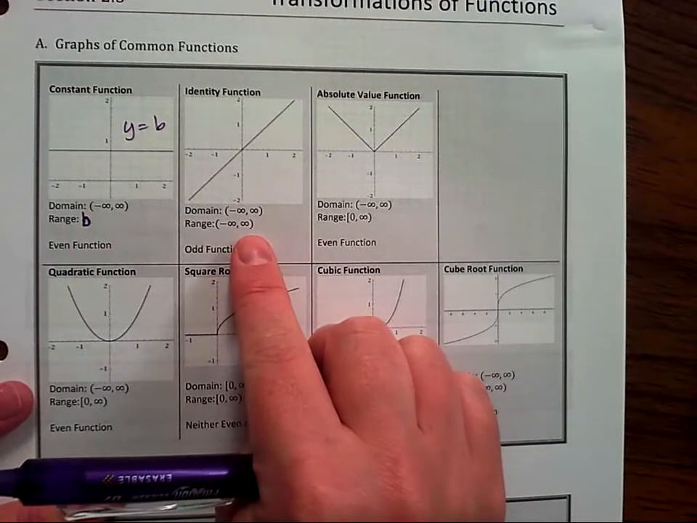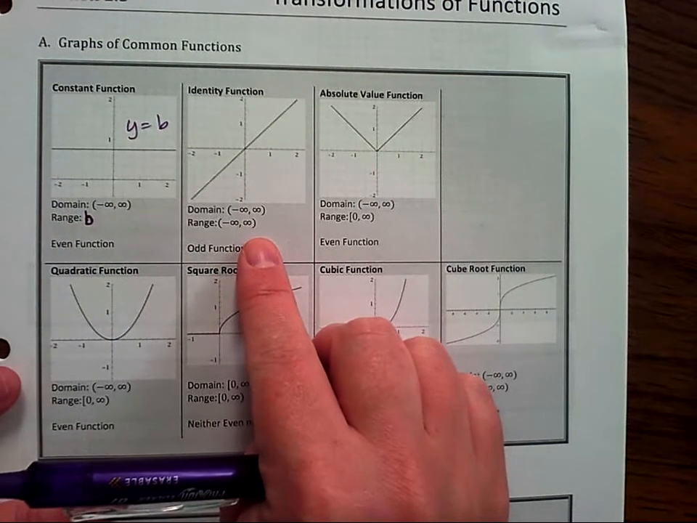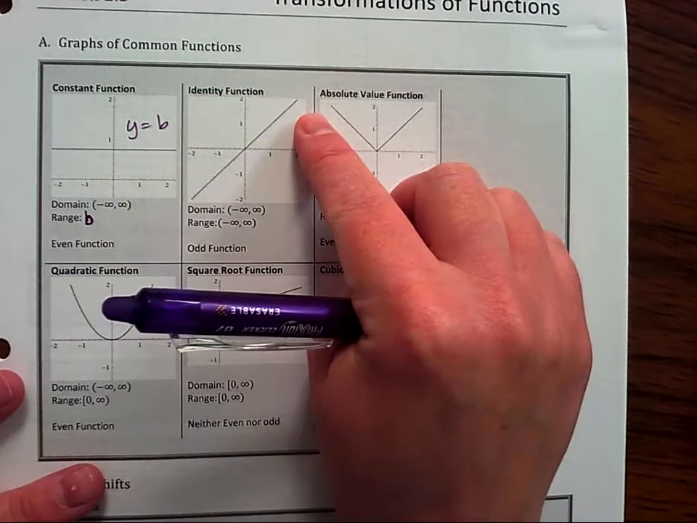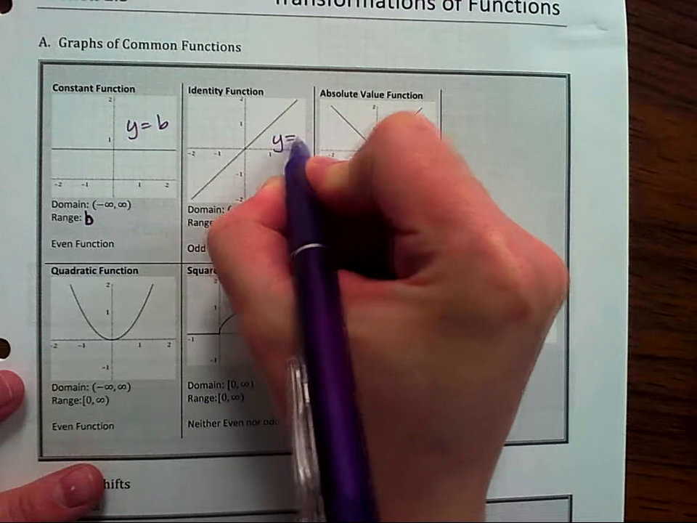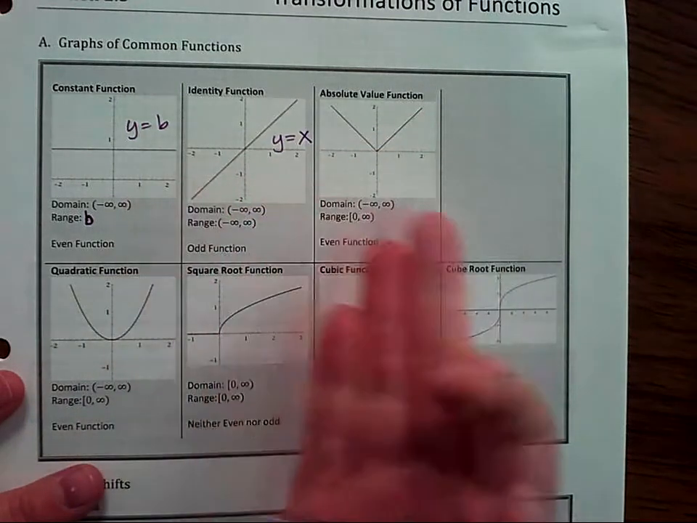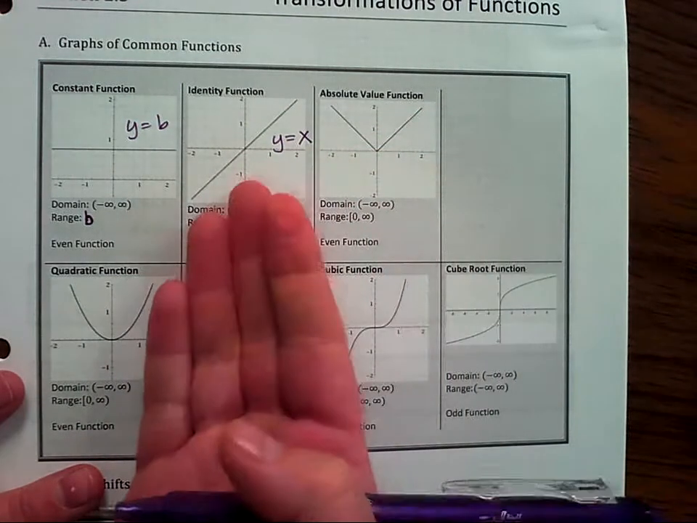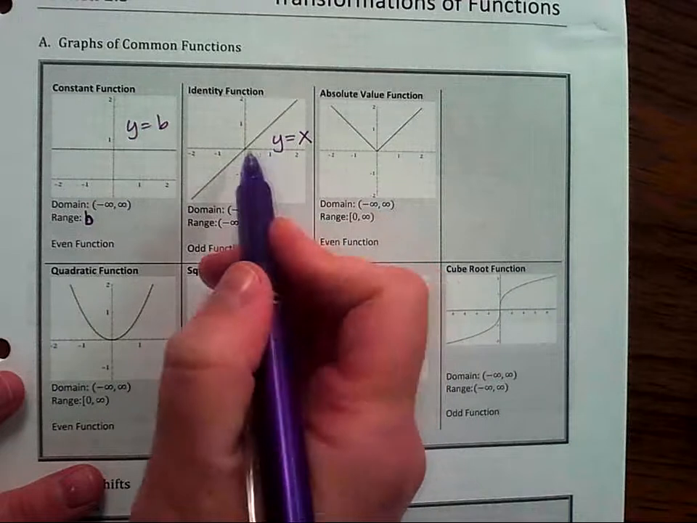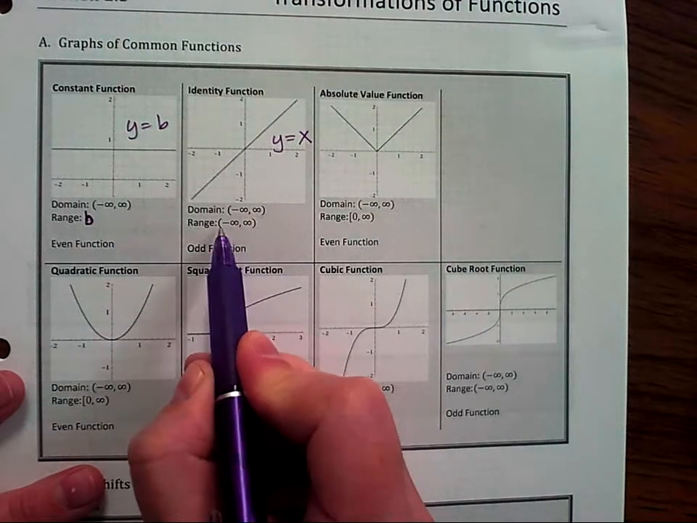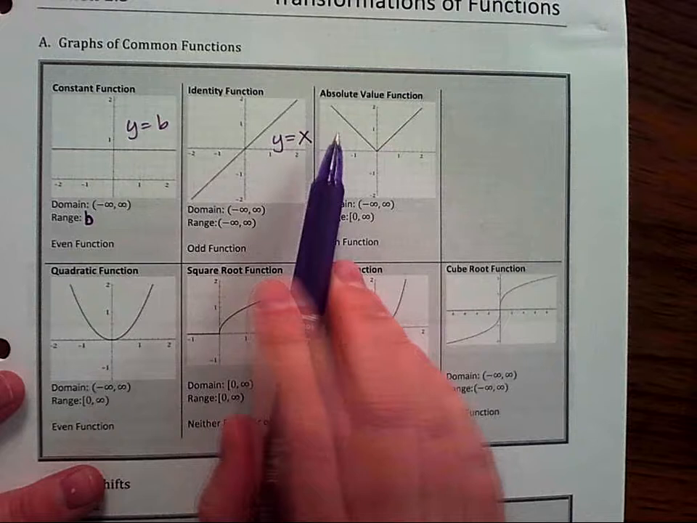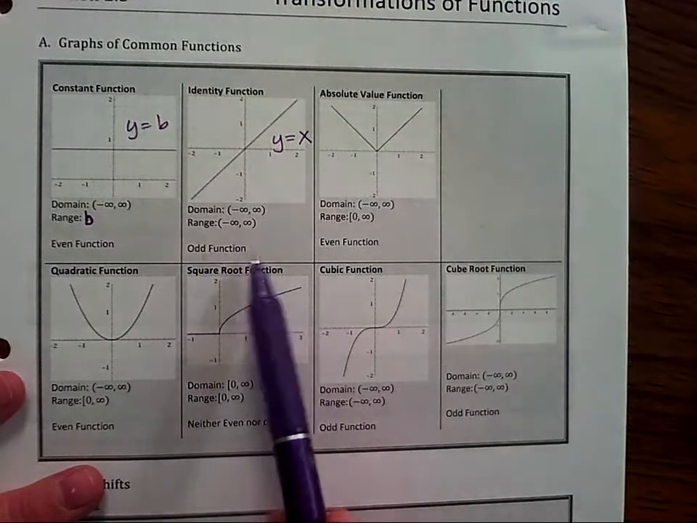Okay? The identity, does anybody know what the identity is? It's obviously a line, but it's the line y equals x. So y equals mx plus b. This is a line with slope 1 and y-intercept 0, right? The domain is negative infinity to infinity. Same with the range, right? All possible x values, all possible y values. And this is an odd function.